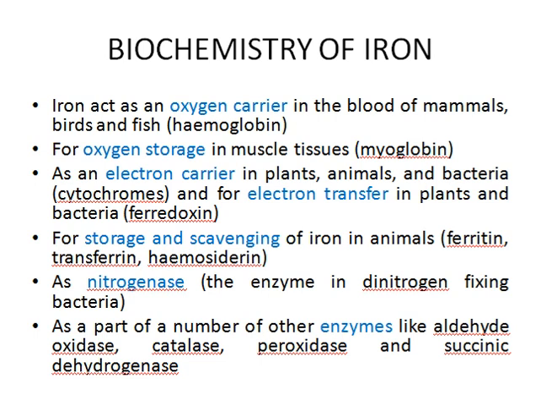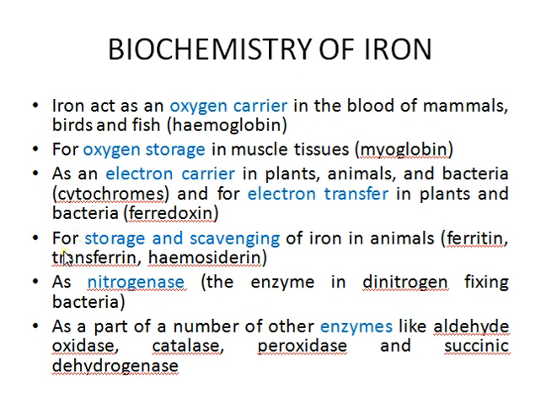Iron can act as an electron carrier in plants, animals and bacteria, in the form of cytochromes. And for electron transfer in plants and bacteria, it is in the form of ferredoxins.